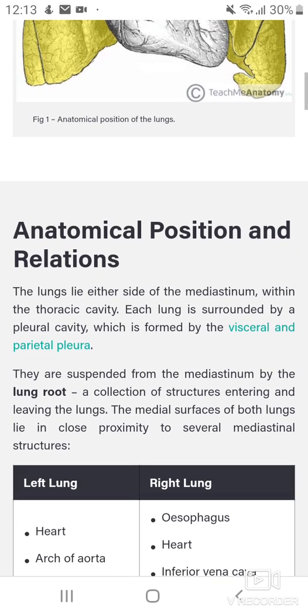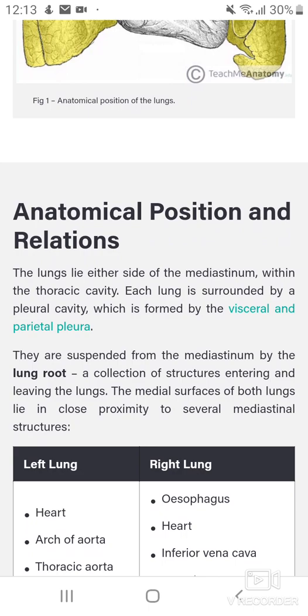The lungs lie either side of the mediastinum within the thoracic cavity. Each lung is surrounded by a pleural cavity, which is formed by visceral and parietal pleura. They are suspended from the mediastinum by the lung root, a collection of structures entering and leaving the lungs. The medial surfaces of both lungs lie in close proximity to several mediastinal structures.